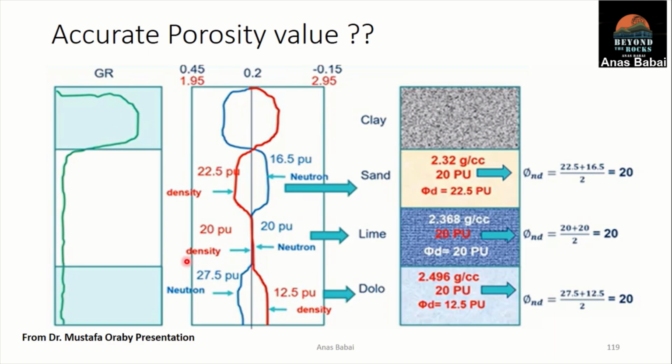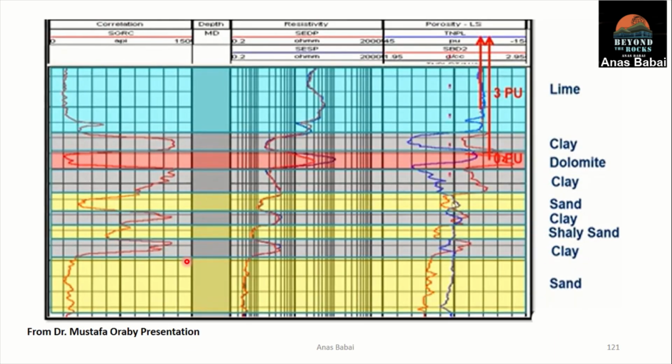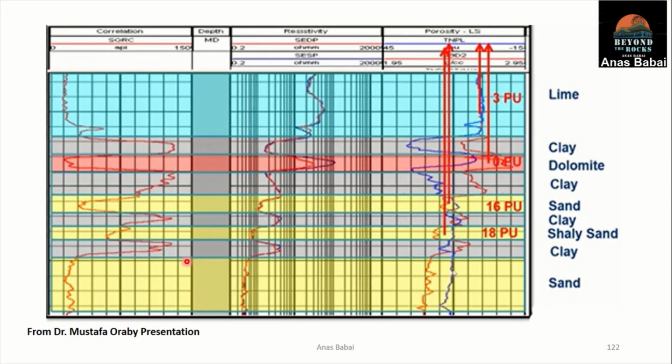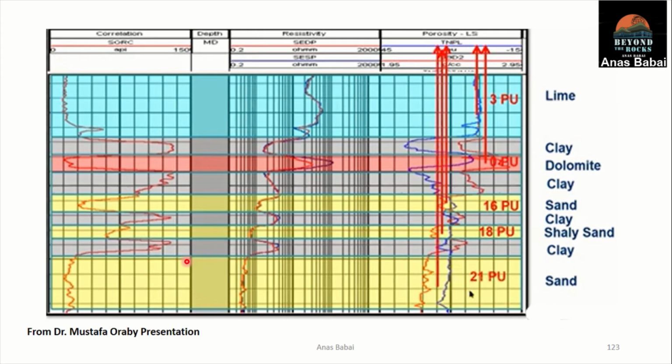So this is how we use it. This is another example of how to get the average porosity for the two logs to get the accurate porosity value.